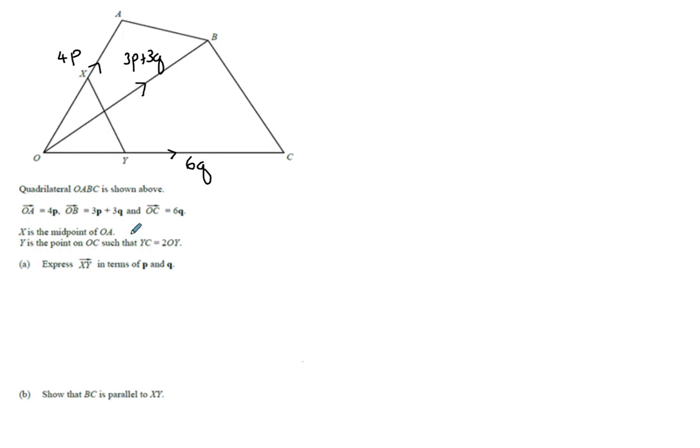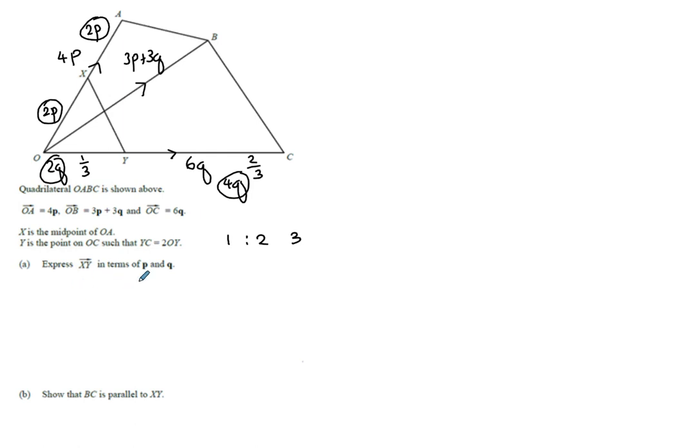Okay, X is the midpoint of OA. So you know each one of these is 2p, 2p. Yeah, just circle it to make it stand out. Y is the point on OC such that YC equals 2OY. Yeah, so really it's in the ratio 1 to 2. So total is 3, so that's 1/3, and that's 2/3. And again, we've got the vector, so you know that's 2q, and that's 4q. Okay, so YC is 4q.